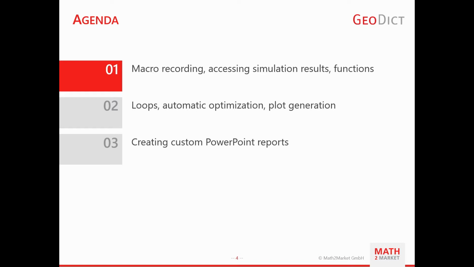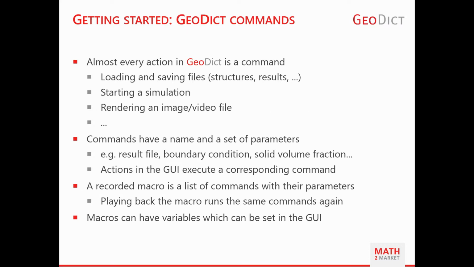In the first part, we're going to be looking at macro recording and accessing Geodict simulation results. Also, we're going to be restructuring the macro that we have recorded into functions to make it easy to reuse the code. In the second part, we're going to be looking at loops, automatic material optimization, and plot generation. In the third part, I will show you how you can create custom PowerPoint reports from within Geodict directly from your simulation results.